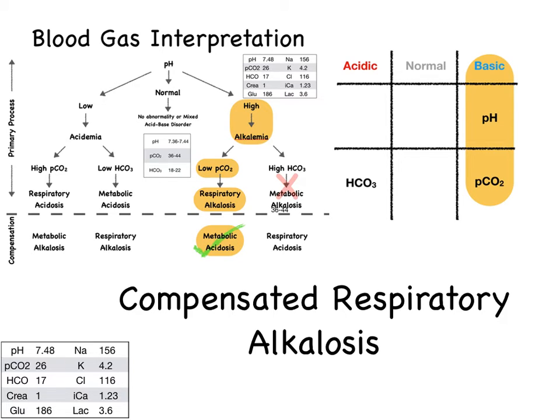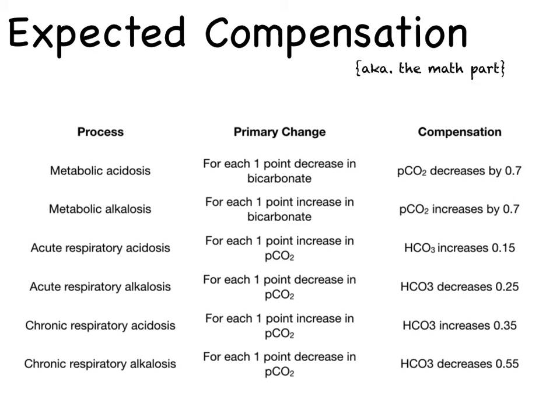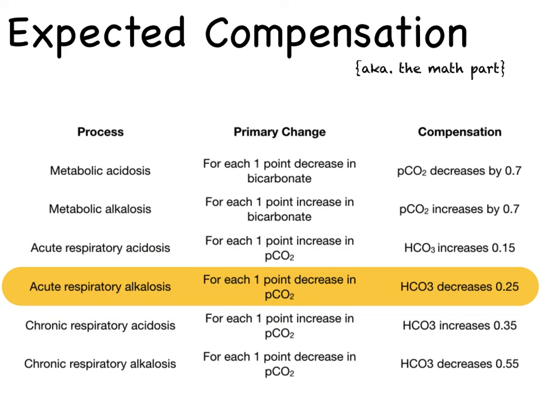If you want to be certain that that's really what's happening, then we're going to move on to the next step and calculate the expected compensation. Since some of our really sick patients can have more than one problem that can cause changes in the blood gas, we use these mathematical formulas to determine if the changes that look like compensation really are compensation, or if they're not, then we need to go looking for a secondary problem. When the primary problem is an acute respiratory alkalosis, the rule says for every 1 point decrease in the CO2 below normal, the bicarb should decrease by 1/4 of a point.